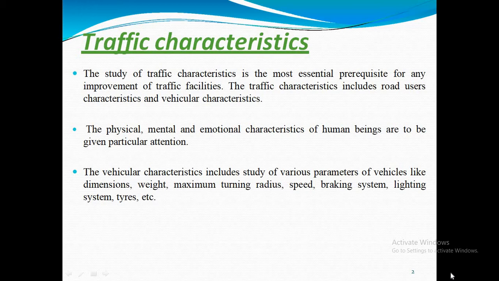The vehicular characteristics include the study of various parameters of vehicles like dimensions, weight, maximum turning radius, speed, braking system, lighting system, tires and friction, design speed, etc. So many things are taken into account, and according to that we need to maintain all those things.